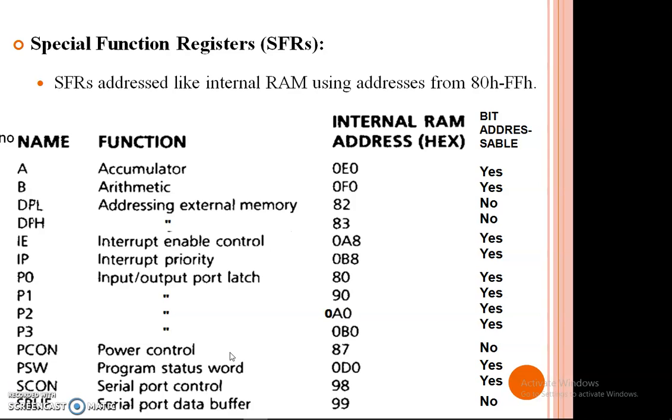So next register is SCON. SCON is used for serial communication. Its address is 98H, and SBUF is 99H. So like that you have to remember special function register names, their functionality and RAM address. Then whether it is bit addressable or not.